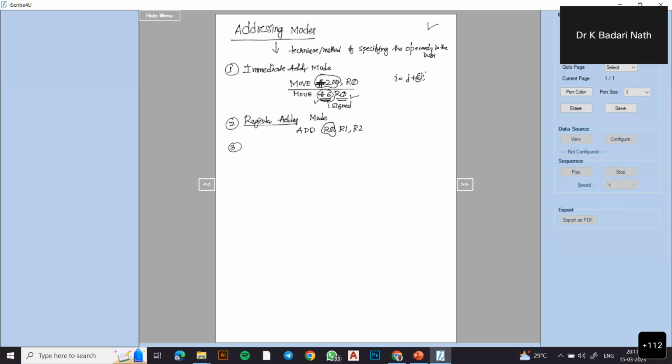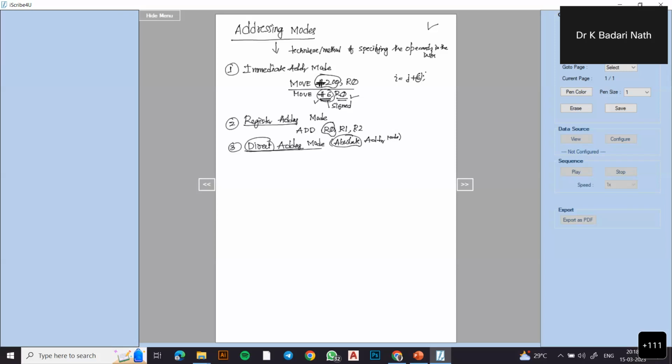Let's move to the third one. Direct addressing mode. Sometimes in some books and also some processors, they use the word absolute addressing mode. It's also called absolute addressing mode. So in a direct addressing mode, you should understand that a memory location is referred to in the instruction.